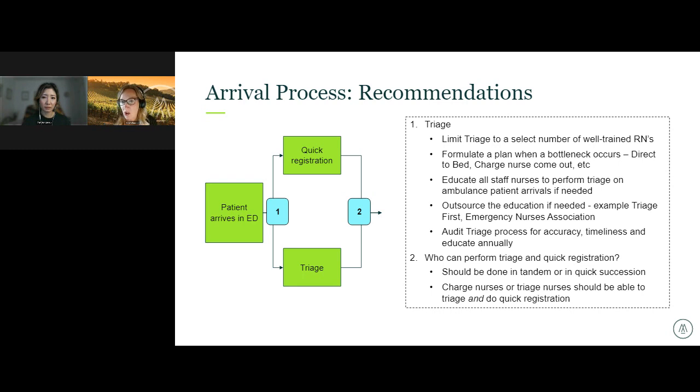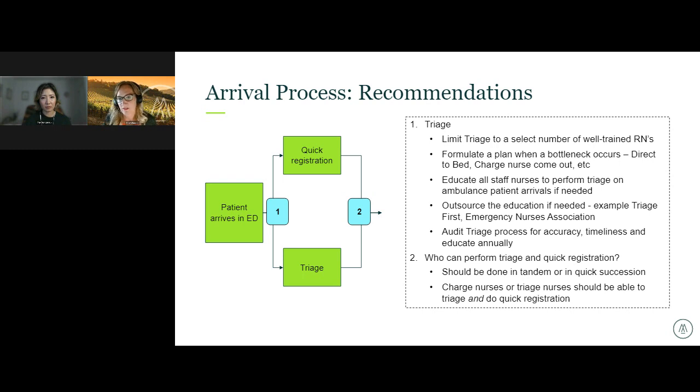You may have to educate all of your staff, and you really probably should, probably not to the lengths of an ENA class or Triage First, but most nurses will still need to have triage training because, like I mentioned, triage is a process, not a place. So if an ambulance rolls in, they don't typically go through triage. They're bedded in the back, and the nurse that's assigned to the patient will arrive in the patient's room and perform triage. Or you could have your charge nurse do that if they're a triage trained nurse as well. But just make sure that this is something that everyone takes really seriously.